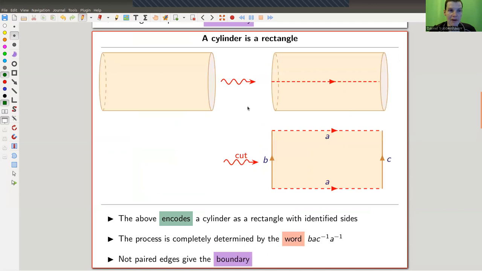Okay. And now let's cut open the cylinder. Same procedure, take the cylinder, cut it open, you get a picture like this.